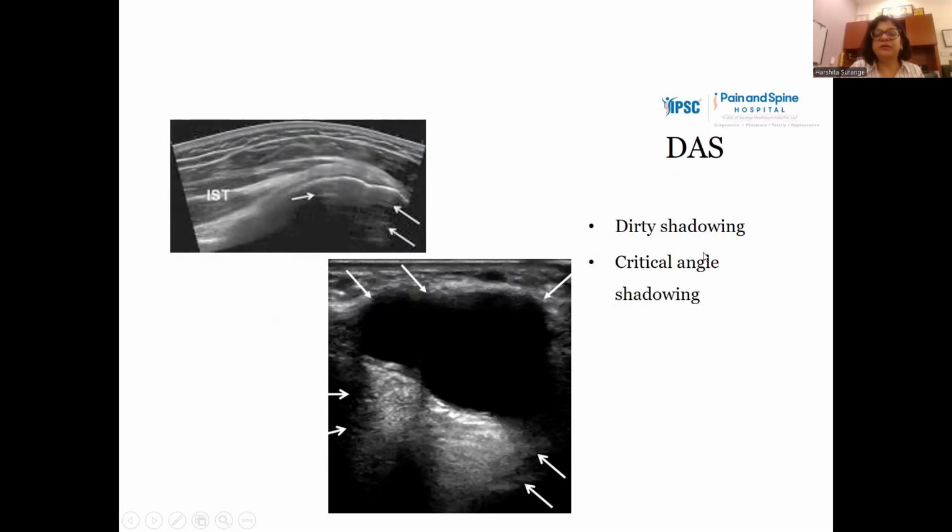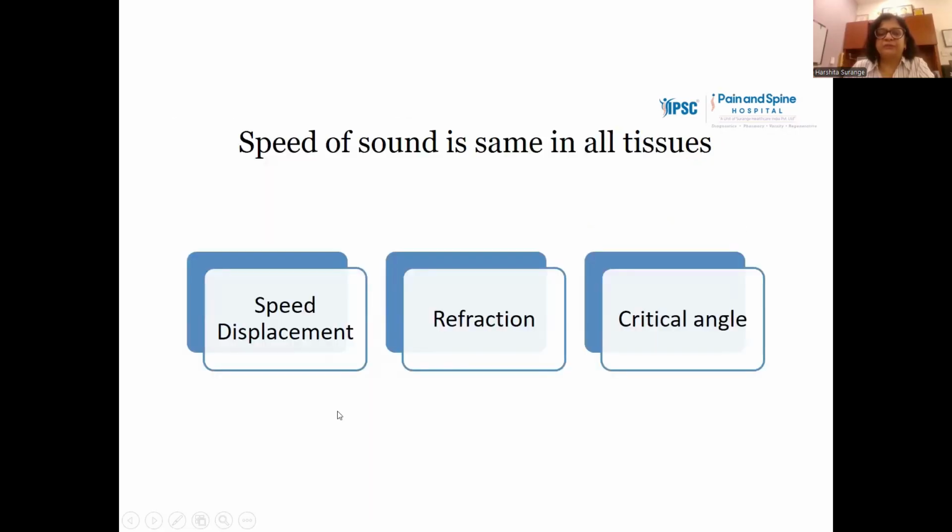Now, more about the dirty shadowing. There could be some artifacts of dirty shadowing. For example, when we are dealing with this type of dirty shadowing, these are also called ring down artifacts. Okay, and then we can be having something like this, a cystic area, and on either side of the cystic area, you can see this shadowing. This appears like fluid collection or hypoechogenicity adjacent to the cyst.